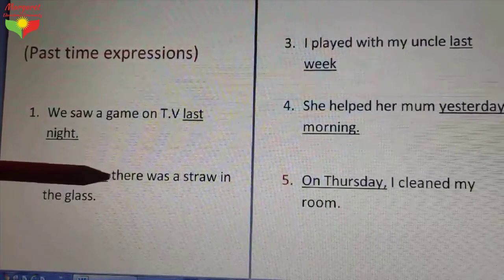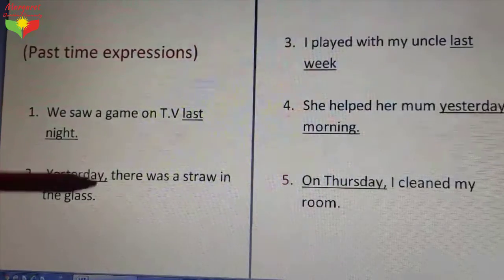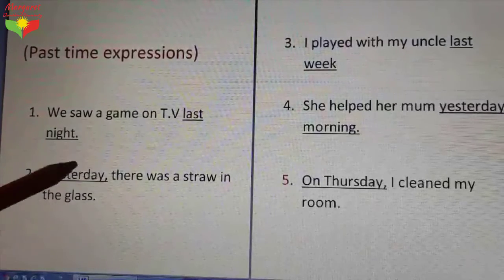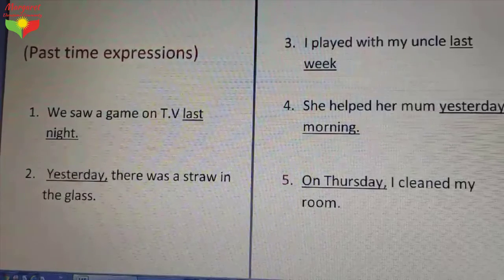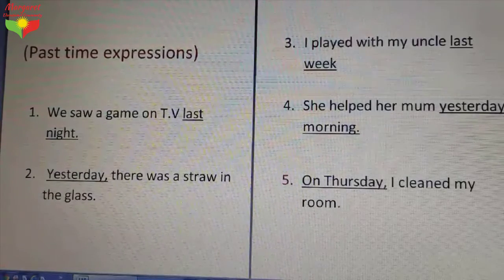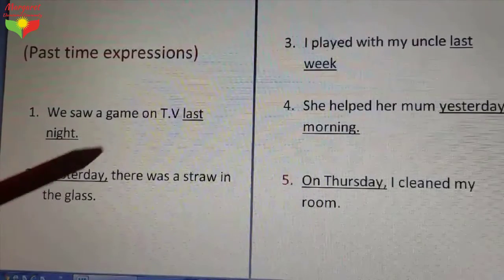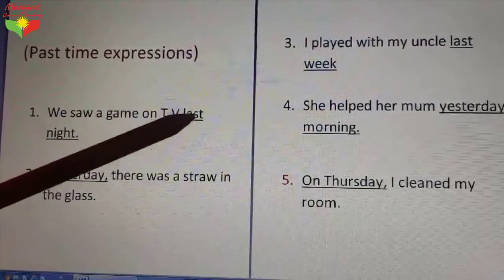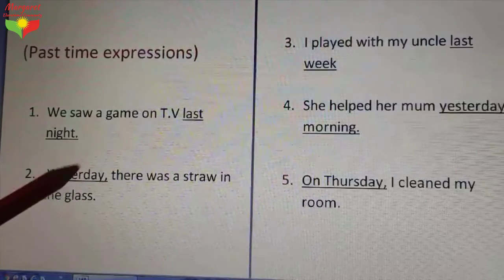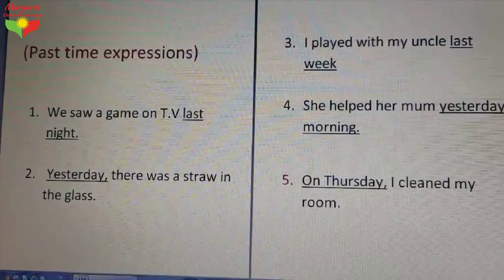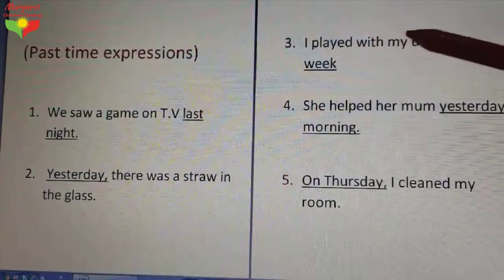But if I change the position, if I say there was a straw in the glass yesterday, it doesn't need a comma when yesterday is at the end of the sentence. You have to bring yesterday alone and kick out this comma if you put yesterday at the end of the sentence. Look at the differences between these two sentences. Last night comes at the end, so we didn't put a comma, but we put yesterday at the beginning of the sentence. That's why you put a comma. Is it clear? Example 3. I played with my uncle last night.